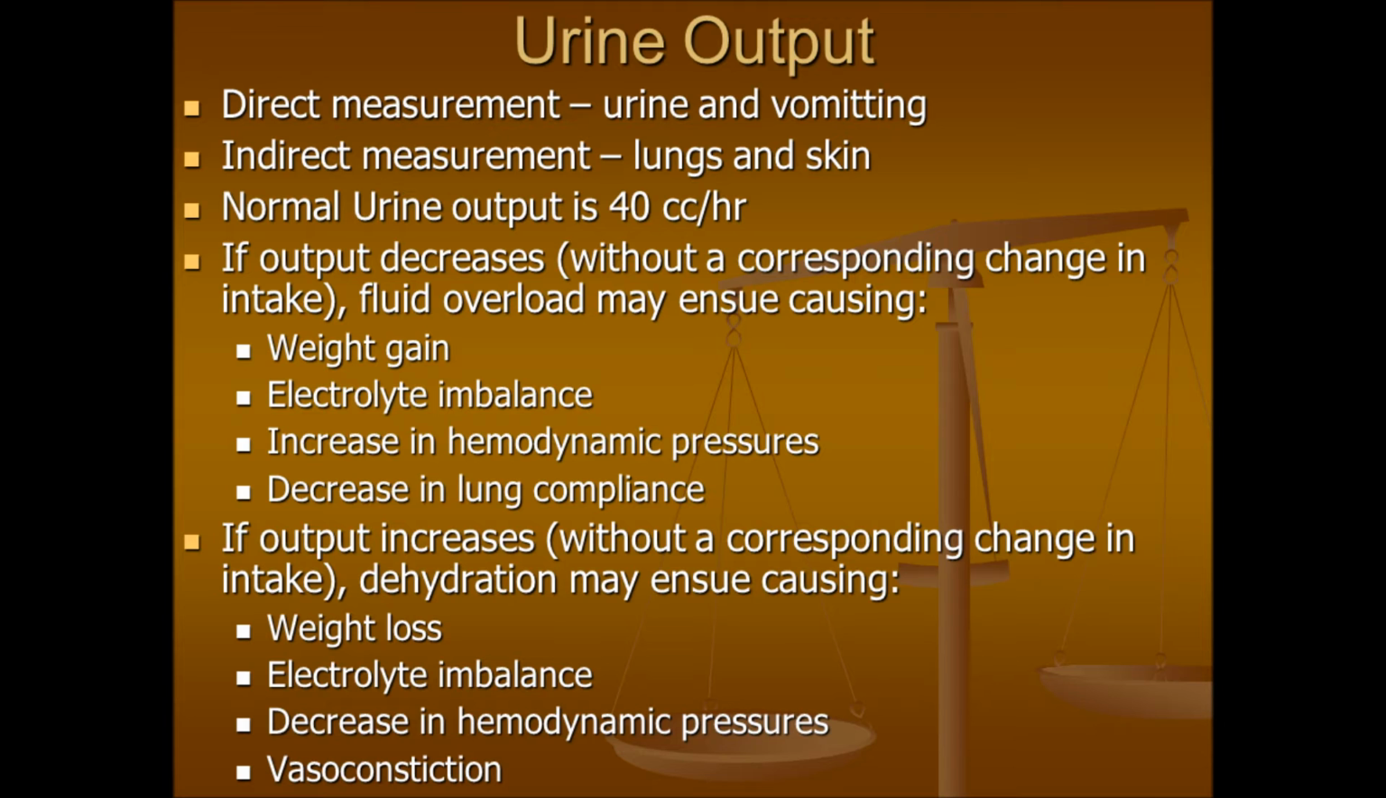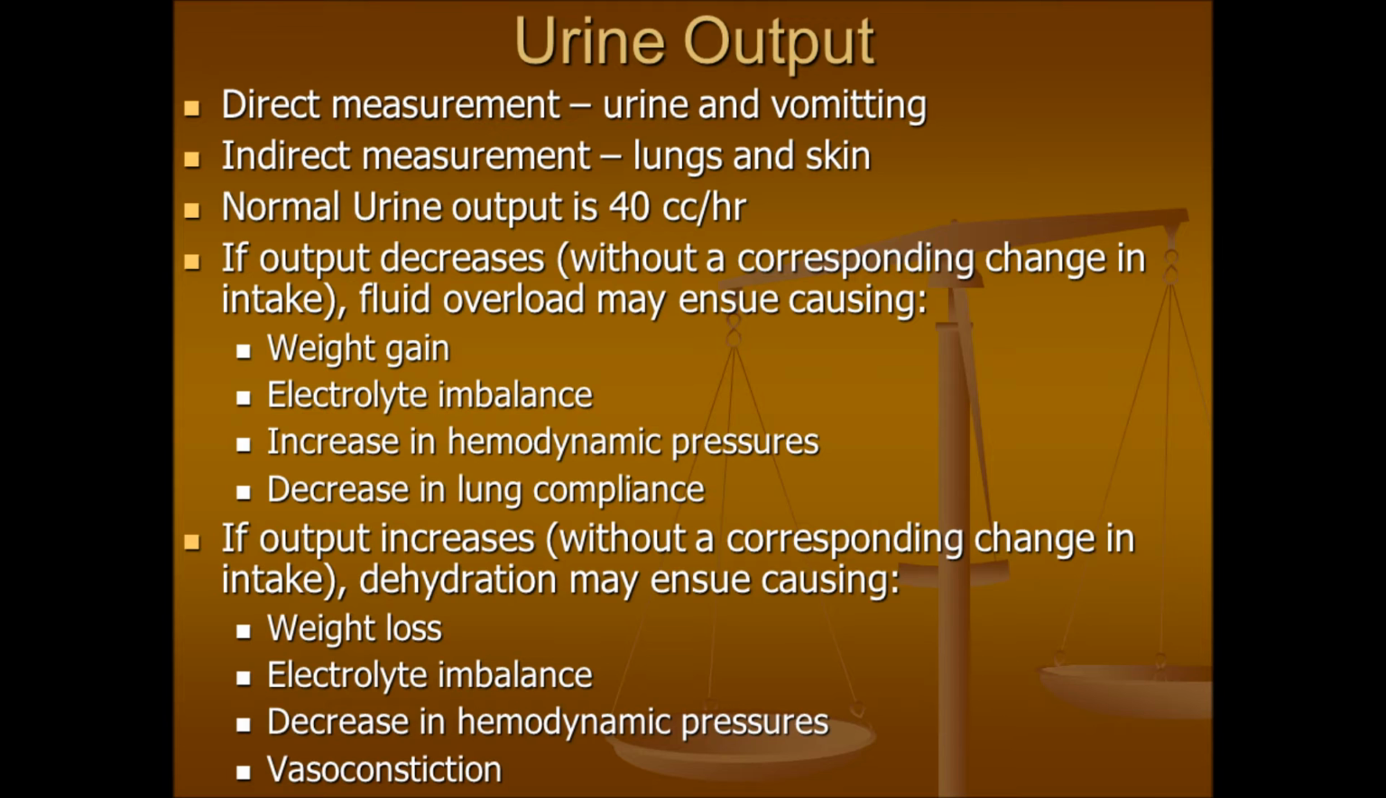Indirectly, we can tell what's going on with a patient's output by looking at their respiratory rate, so their lungs, because you do have to humidify the gases that come into your system. So you are losing fluid when you breathe. And then your skin, if the patient is diaphoretic, then that is also an indirect measurement of their output. Normal urine output is 40 cc's an hour.